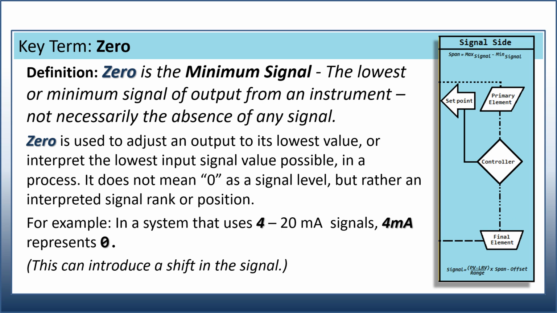Zero is used to adjust an output to its lowest value, or interpret the lowest input signal value possible in a process. It does not mean zero as a signal level, but rather it's interpreted as the rank or position. For example, if we're looking at 0% process variable, we want the lowest possible signal to be sent, and if it's 4 to 20 milliamps, 4 milliamps represents zero, minimal signal, 0% process variable.